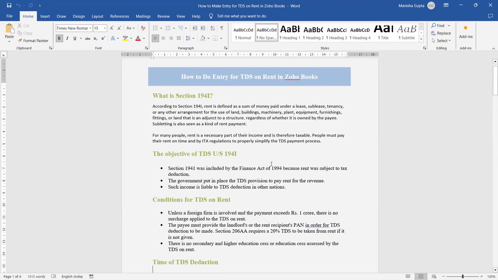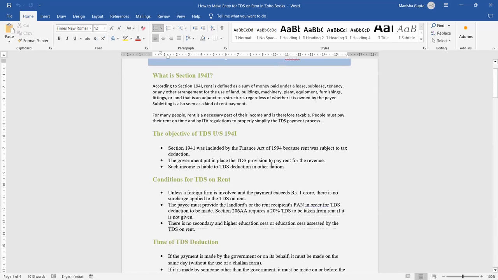For many people, rent is a necessary part of their income and therefore it is taxable. People pay the rent on time, and by IT regulation, it properly simplifies the TDS payment process also.